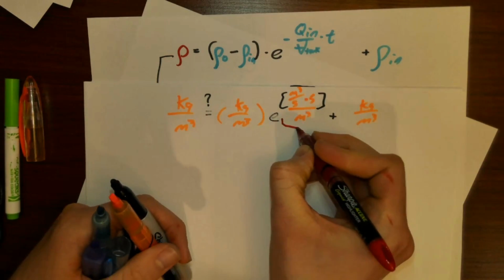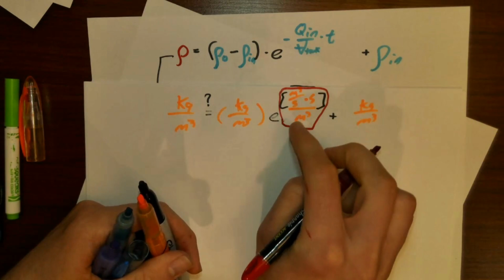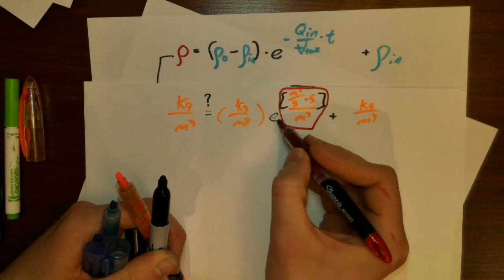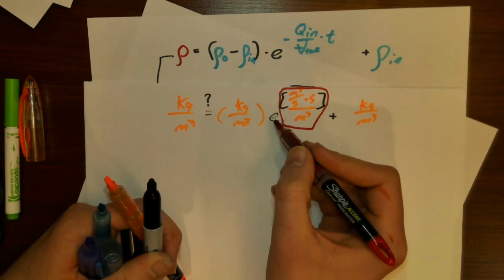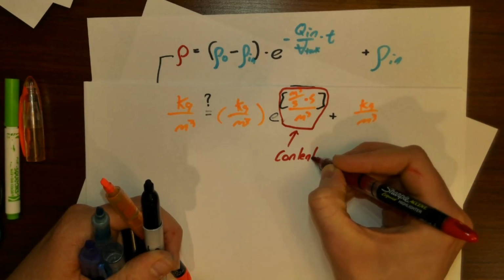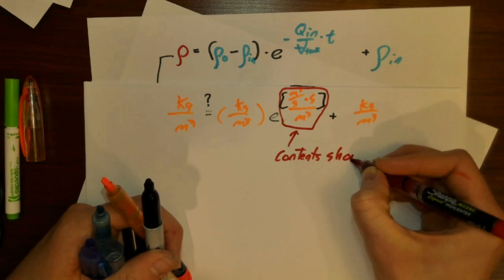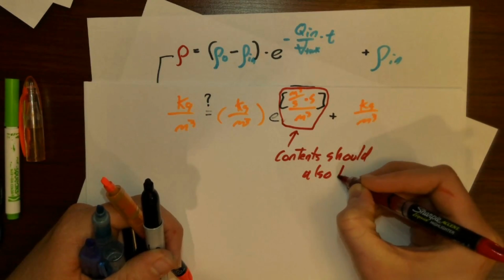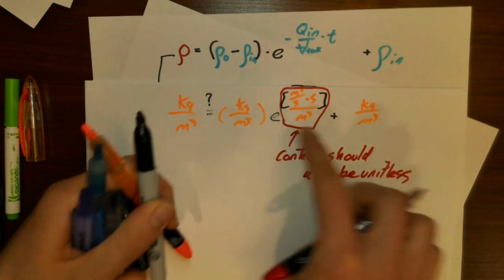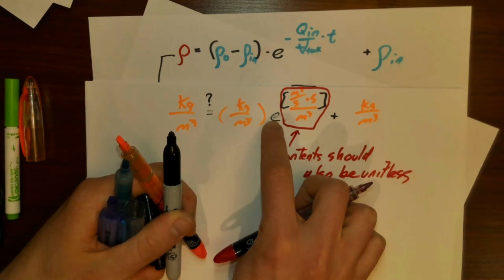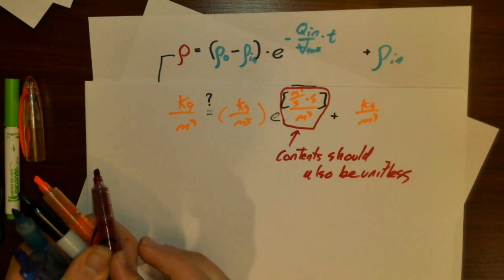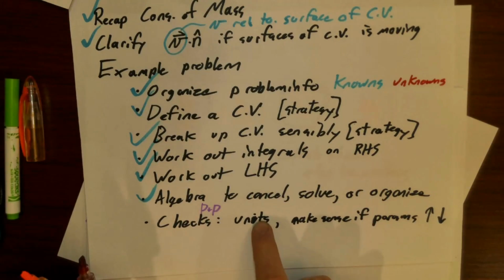But anytime you have the contents of e to the something or sine of something or some sort of trigonometric or transcendental function like this, the contents should also be unitless. So not only should the units balance out on both sides of the equation, but the contents of e to the whatever should also be unitless. And that happens to be the case here. So our units check out.